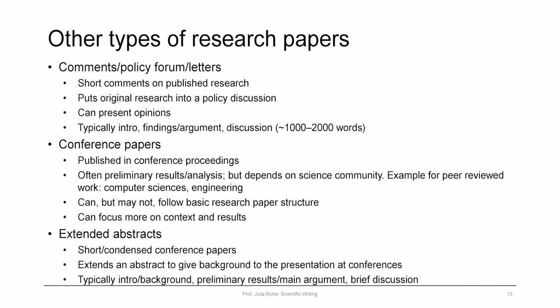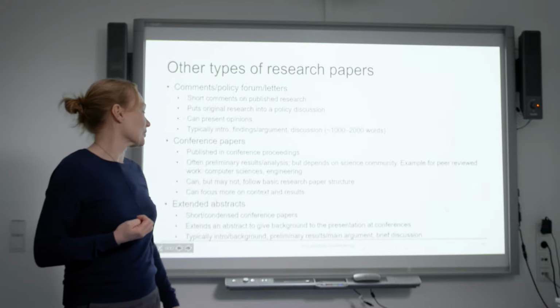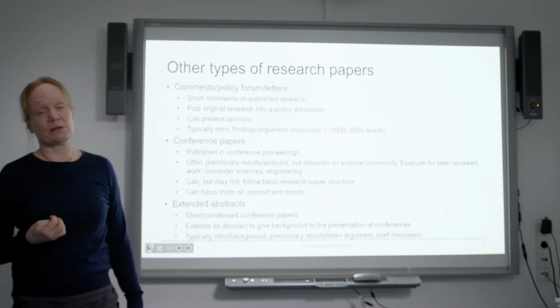And then we have another type of research paper, which is extended abstracts. Extended abstracts are short, condensed conference papers, so they are blown-up abstracts, let's say. They extend an abstract to give background to the presentation at conferences, and they're typically divided into background, preliminary results, main argument, and brief discussions.